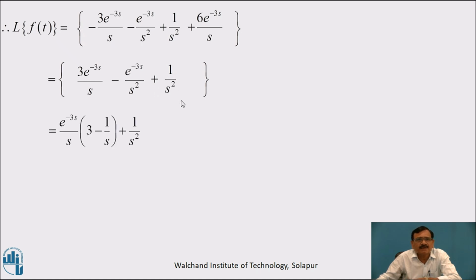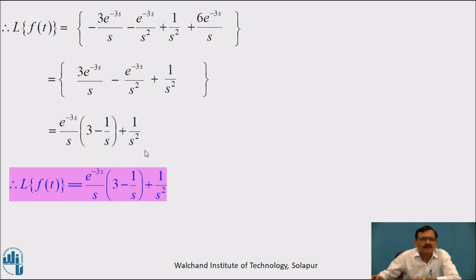Again further simplifying, we get e raised to minus 3s upon s, 3 will remain, minus 1 upon s plus 1 upon s square, which is the Laplace transform of the given function. Therefore, the Laplace transform of f of t is e raised to minus 3s by s into bracket 3 minus 1 upon s plus 1 upon s square.